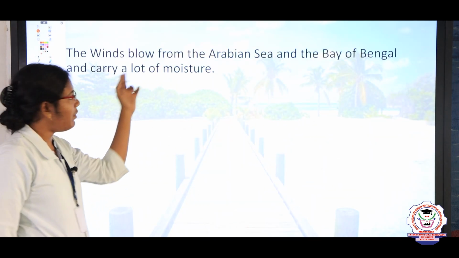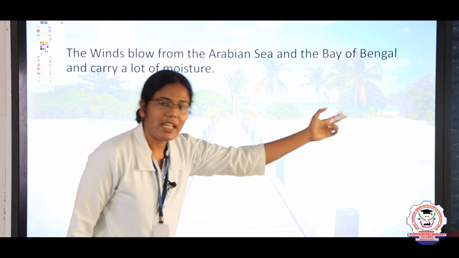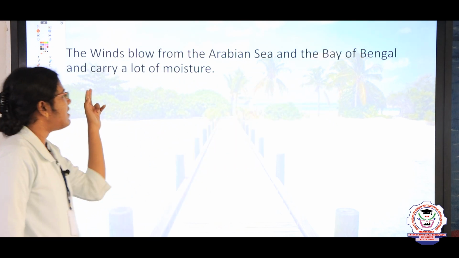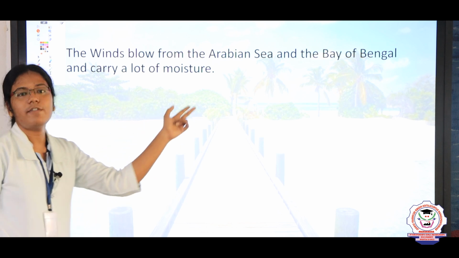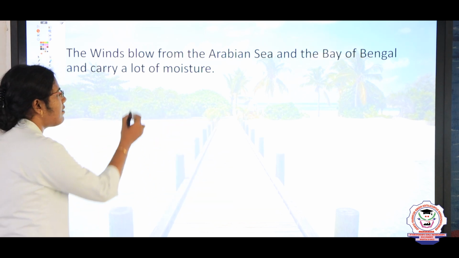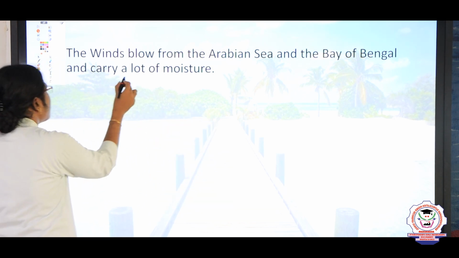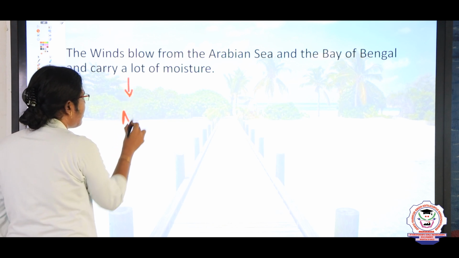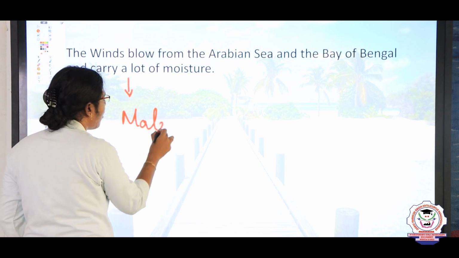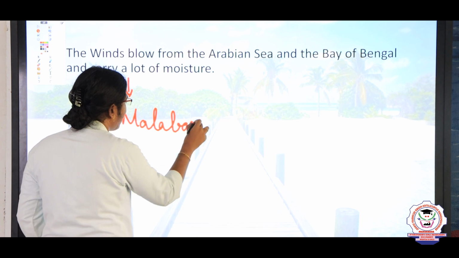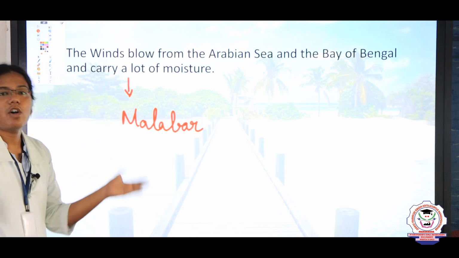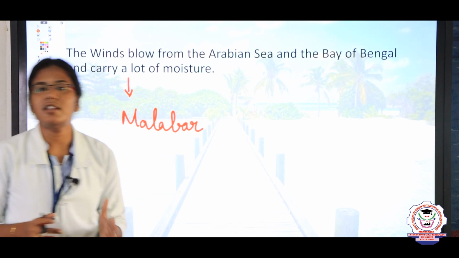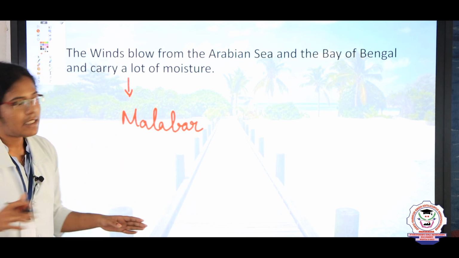The winds blow from the Arabian Sea and the Bay of Bengal, which carry a lot of moisture, and finally reach the Malabar coast in the month of July. So we receive the monsoon season by the middle of July itself.